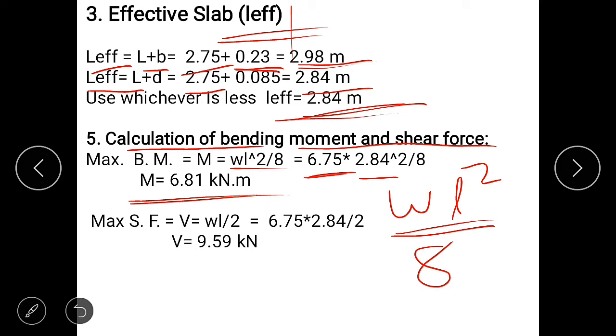Okay, now we have to calculate shear force. For simply supported slab, the formula to calculate shear force is WL by 2. W is 6.75, from second step total load. In third step we calculated effective length 2.84, divided by 2. So the shear force is 9.59 kilonewton. And in Newton, 9.59 into 10 to the power 3 Newton.